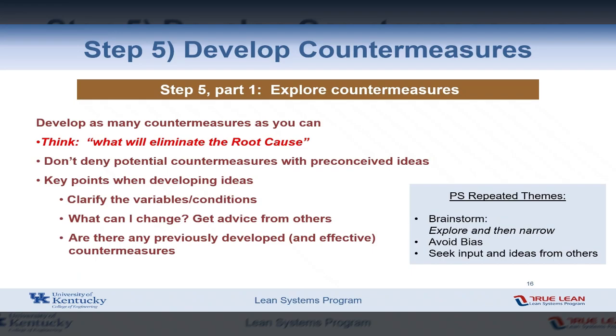Just like when we were doing brainstorming in step 4, we need to make sure not to bring any prejudice or bias into our exploration. As mentioned on the previous slide, we want to determine what we can change or not, and whether countermeasures have been successfully developed elsewhere in the organization for a similar situation. Here is an example that we looked at before.